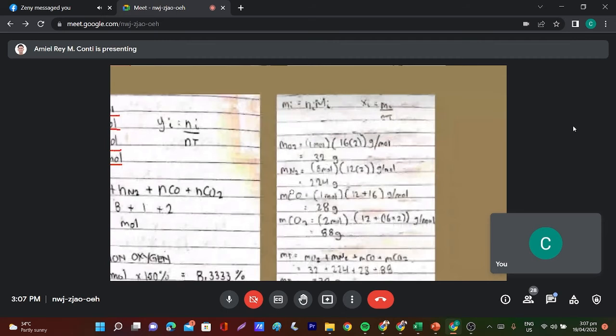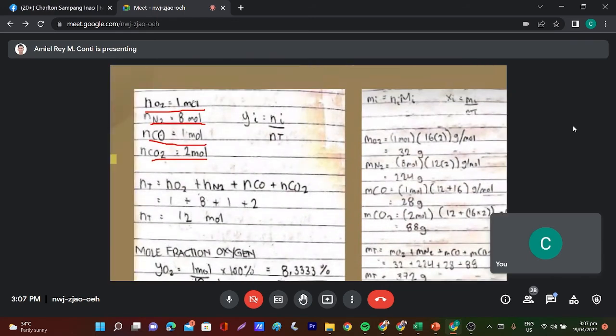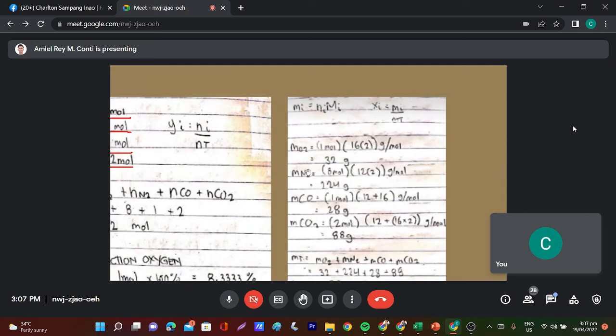Next is the molar mass. The formula is the N, the mole, that we got, for example 1 mole, 8 mole. We multiply it by the molar mass to get the mass itself of the oxygen, the mass of the elements we are looking for.